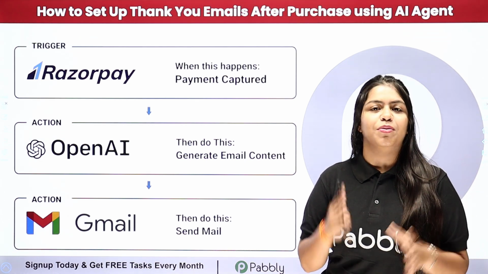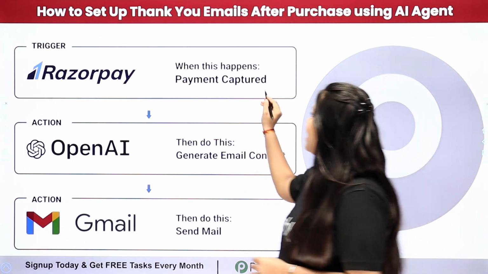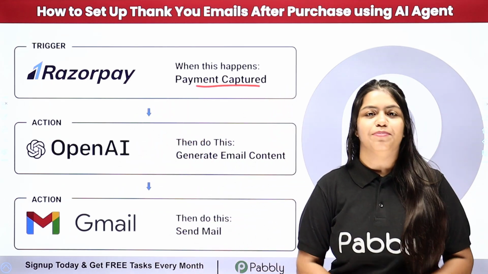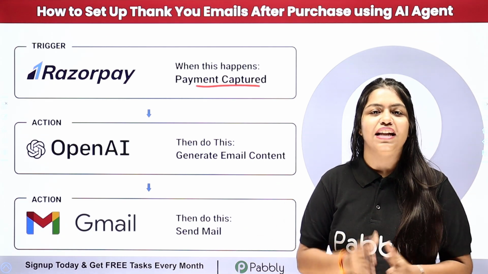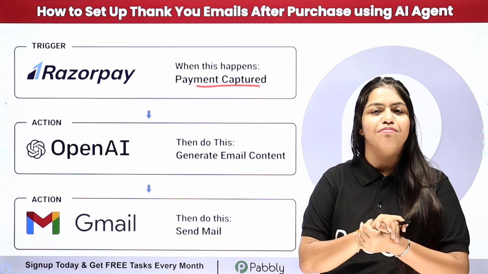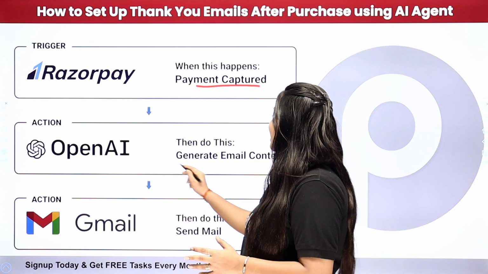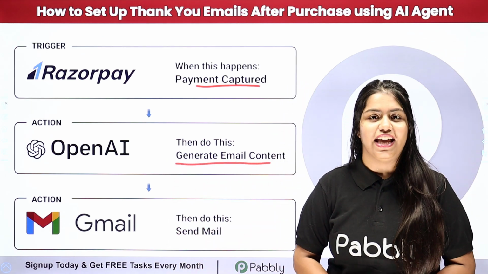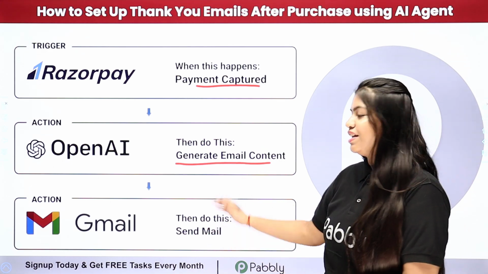So to solve this problem, I've simply created this automation where, as soon as a new payment is captured in my Razorpay account, which is as soon as we make a new purchase, as soon as we sell a new course, automatically my AI agent is going to generate the thank you email. And over here in my case, my AI agent is OpenAI. And further we are going to send that AI generated email to our customer using Gmail.